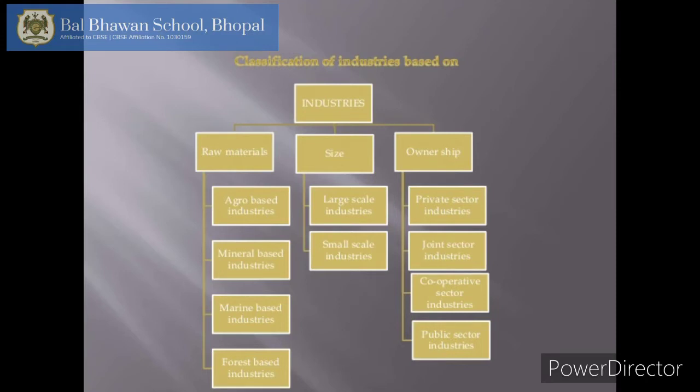On the basis of size, industries are further classified into large scale industries and small scale industries. On the basis of ownership, industries are classified into four: private sector industries, joint sector industries, cooperative sector industries, and public sector industries. Now, let us understand all these industries in detail.